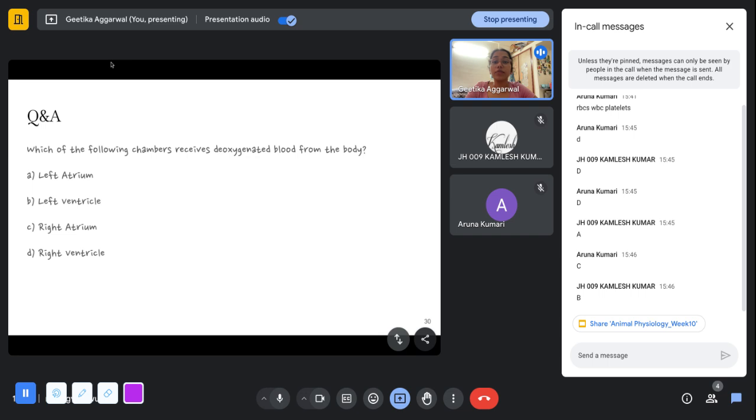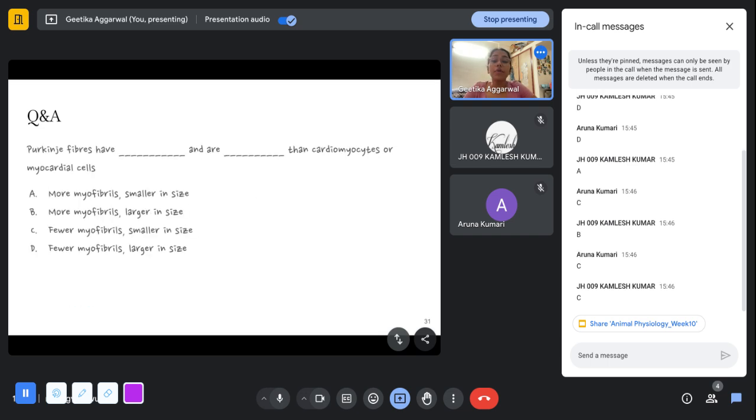Which of the following chambers receive deoxygenated blood from the body? So we have the four heart chambers. Which of them receive deoxygenated blood from the body? C part, correct answer. It's the right atrium which receives the deoxygenated blood from the inferior and the superior vena cava.